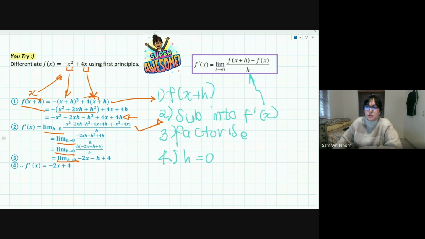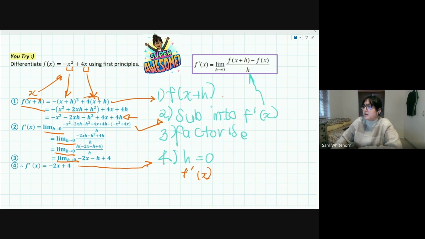Reason being is because all of these steps that we've done prior to has yet to take into account that h equals 0 value that we need to do in step 4. And it's only that very, very last step that we are able to then actually work out what our derivative is. Okay, so we substitute in.